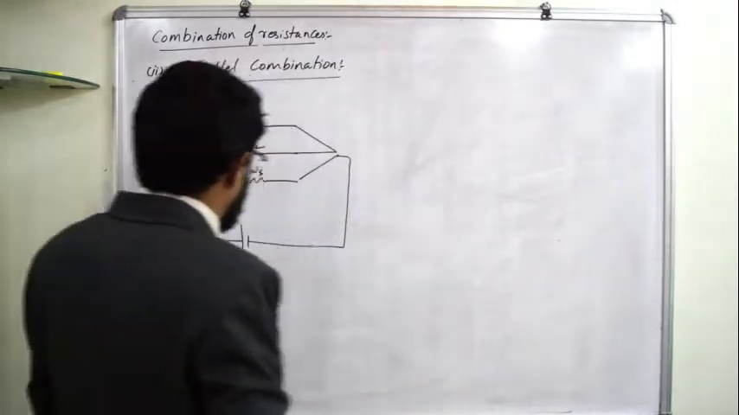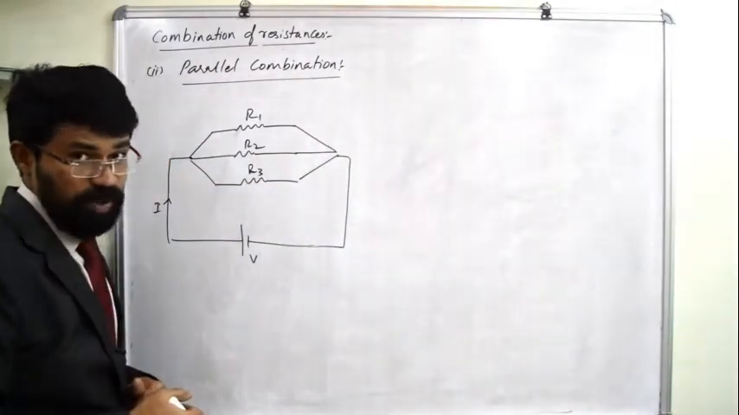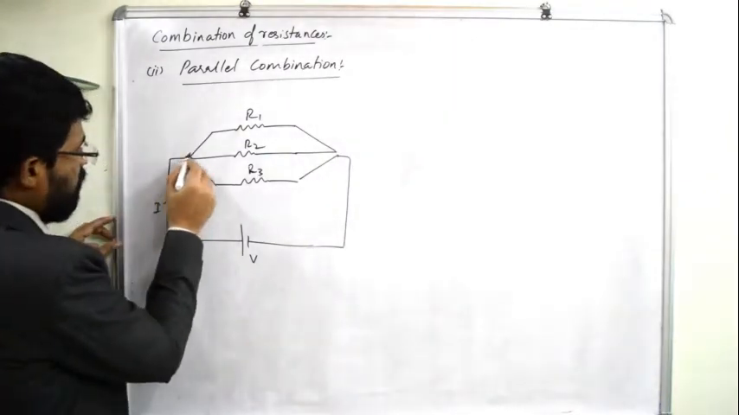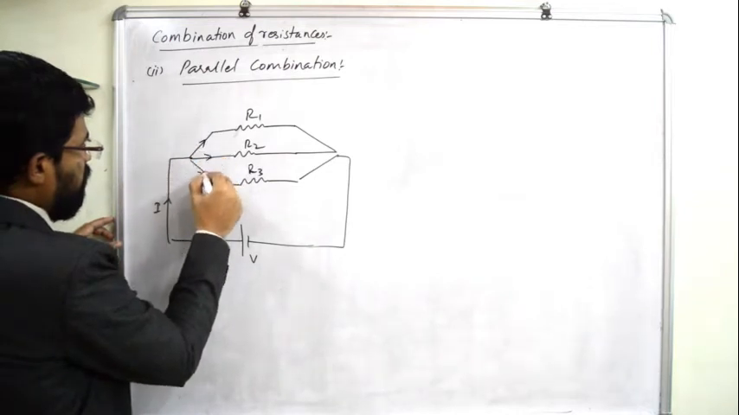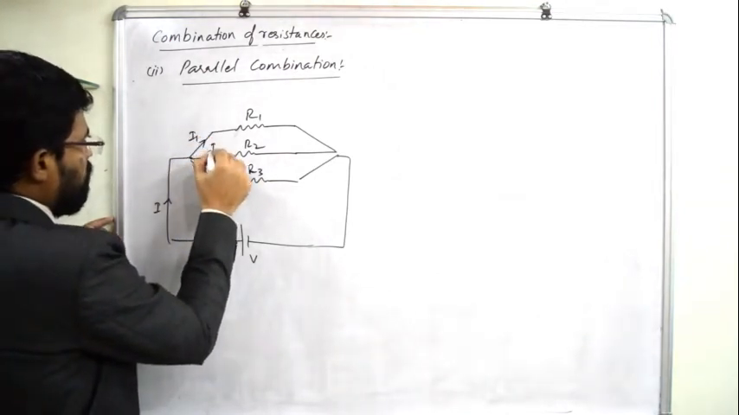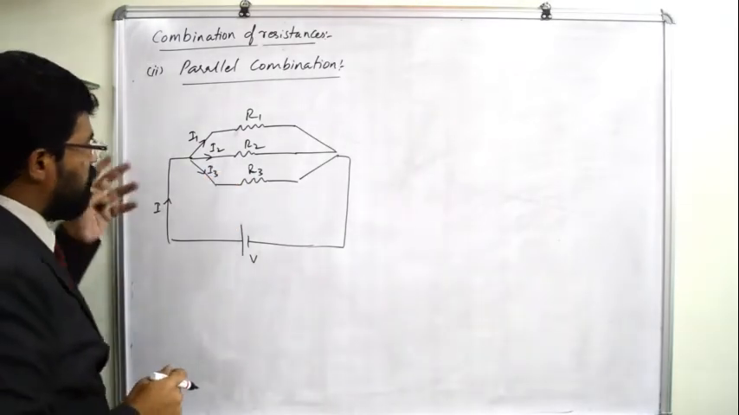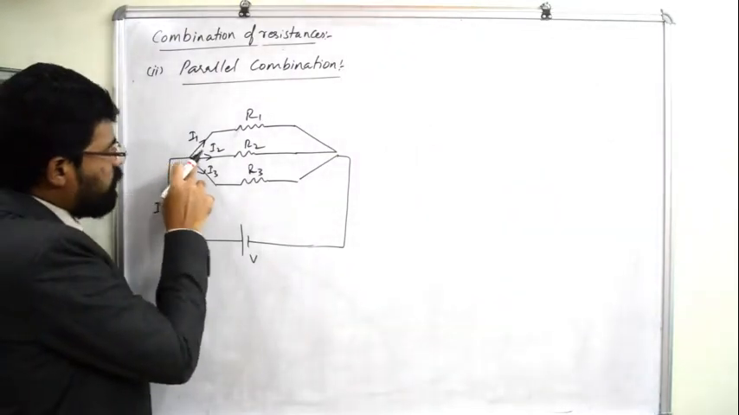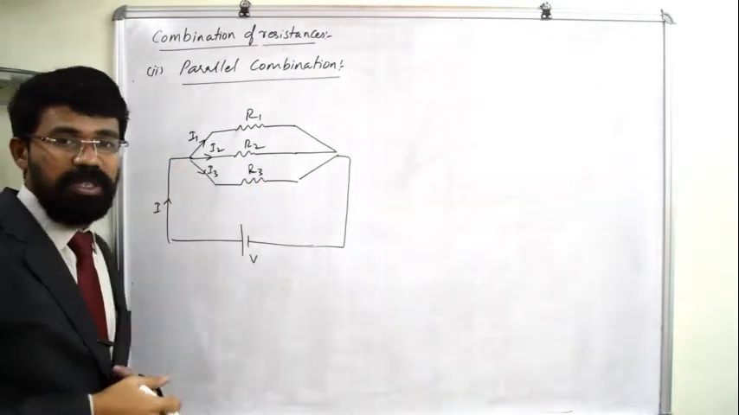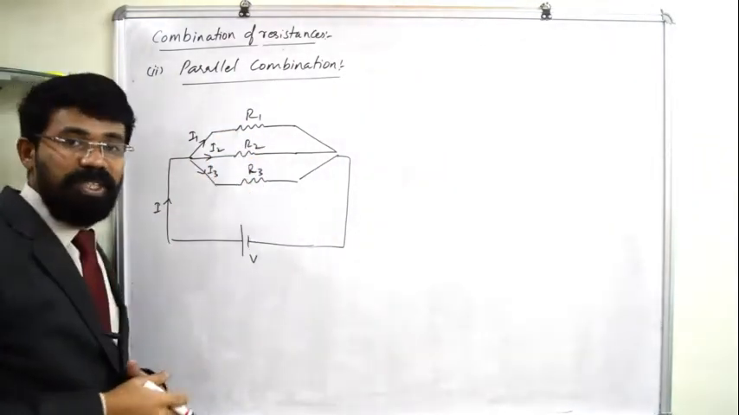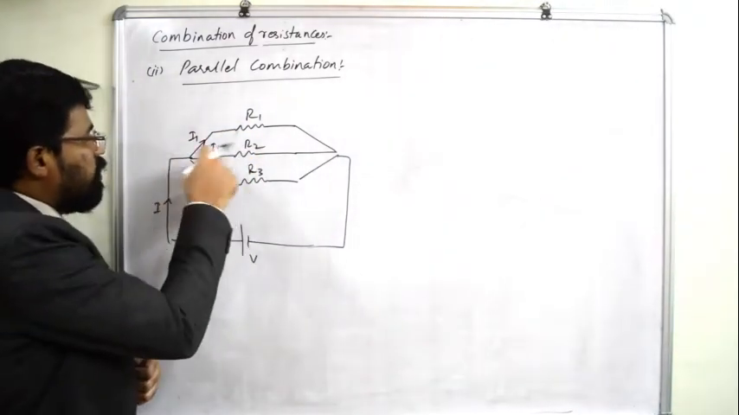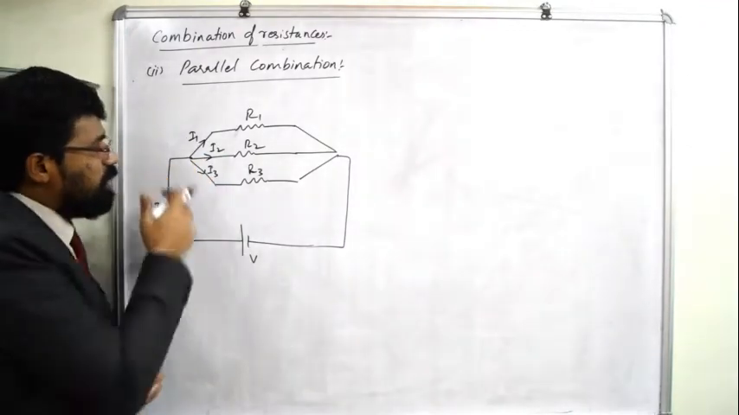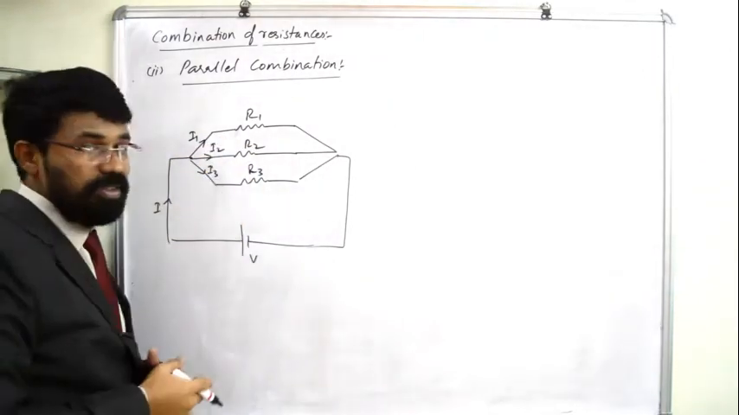And here, unlike in the previous case, currents won't be the same through all the resistances. This is not a series combination, right? So whatever current is reaching this point gets bifurcated into three parts, and let us say this is I1, this is I2, and this is I3. How much current passes through a particular branch depends on the resistance offered by the branch. If the resistance offered by these three branches is the same, then this I gets divided into I by 3, I by 3, I by 3, equally through the three branches.